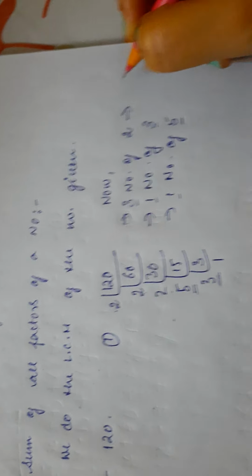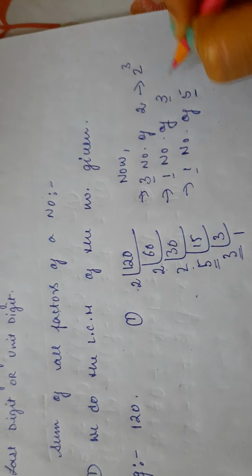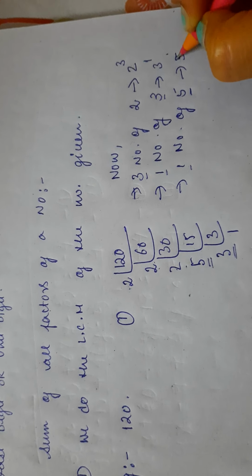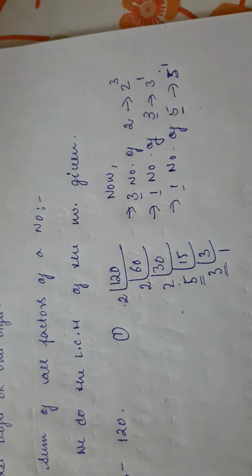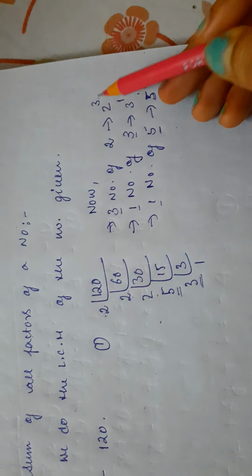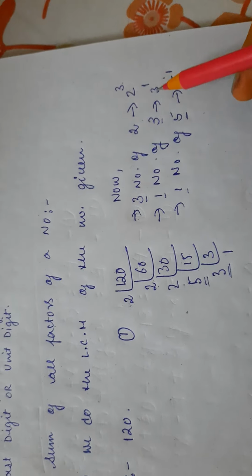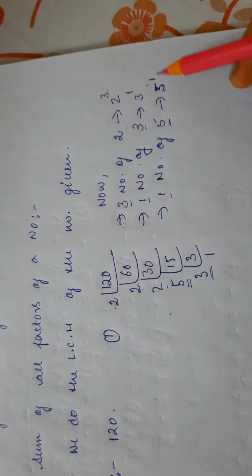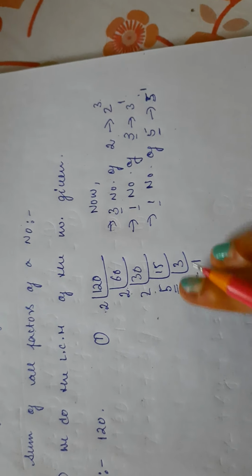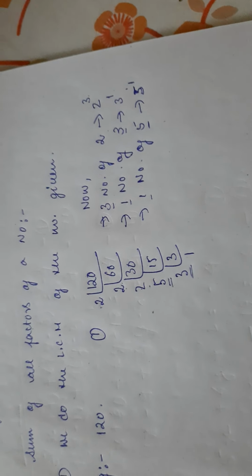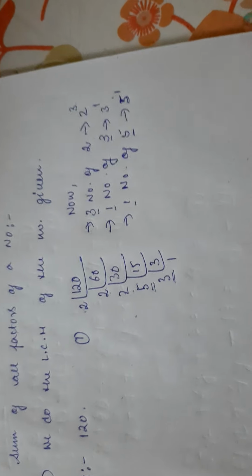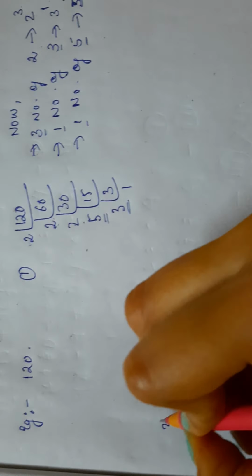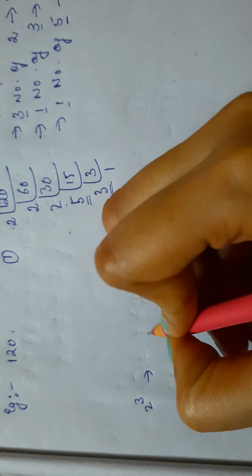So now we can write like this: 2 to the power 3, 3 to the power 1, 5 to the power 1. So 2 to the power 3 because there are three number of 2's, 3 to the power 1 because there is only one 3, and 5 to the power 1 because there is only one 5. When we did the LCM, we got this. So we wrote this.